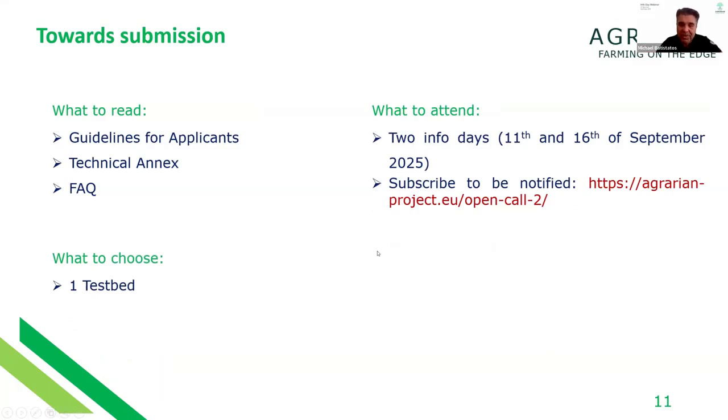In your proposal, you need to choose only one testbed. Okay, you cannot choose two or three, only one testbed and nothing else. You don't have to choose a pilot from Agrarian. You are not connected to the pilots of Agrarian. You will propose your own pilot. You have to tick there in the template, or you have to declare, to state if your use case has to do with livestock, with crops, or some other procedure. But you don't have to choose something from the Agrarian project, only the testbed.